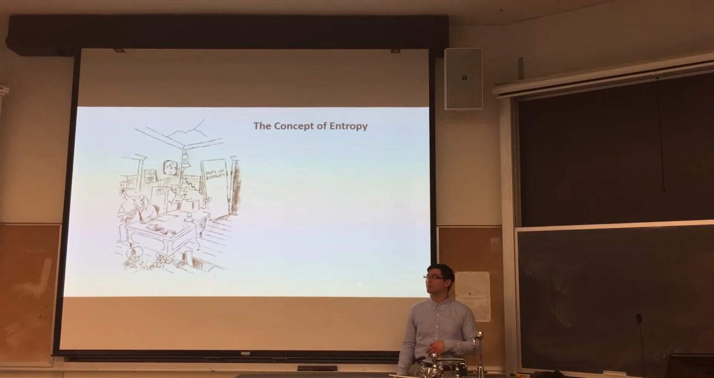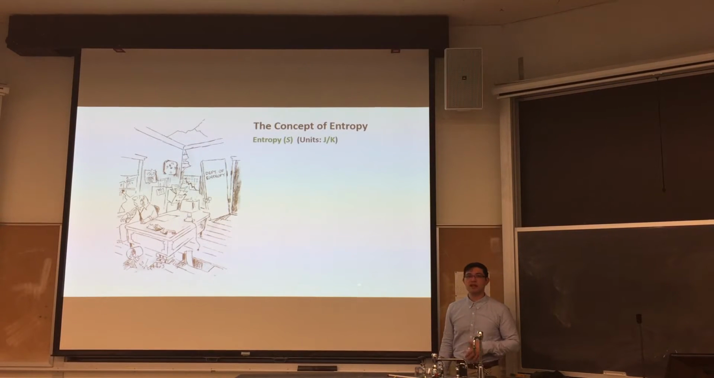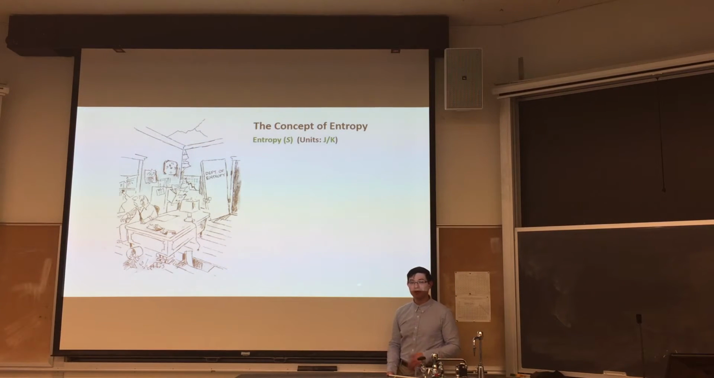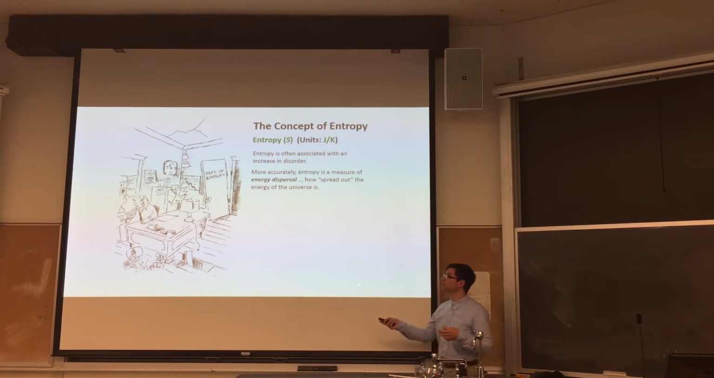called entropy. Entropy has units of joules, or energy, per Kelvin, per temperature. So as I just said, temperature can in fact play a role, and that is seen here in these units. Now, many of you may have heard of entropy before, and it was probably introduced to you as a measure of disorder in the universe.